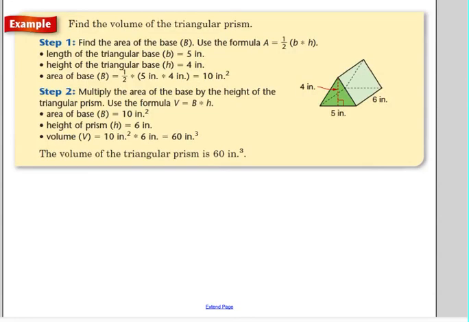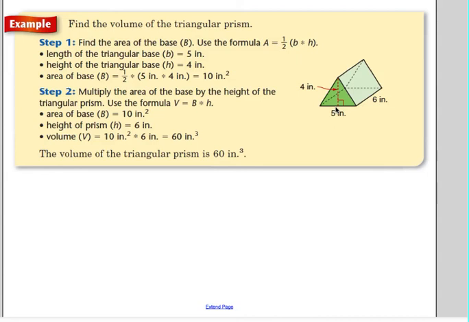Now, let's take a look at one quick example today. Okay, so let's say you had this triangular prism and you were being asked to find the volume of it. The first step is to find the area of the base. Here's our triangle. We've got 5 inches by 4 inches. So 5 times 4 is 20. We have to divide that by 2 because it's a triangle. So the area of the base is 10 inches squared.